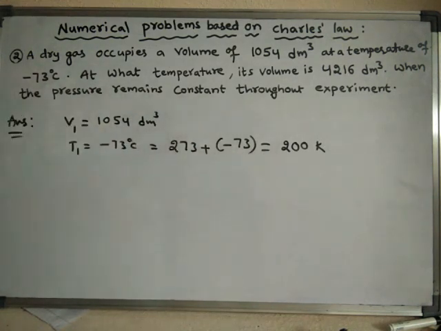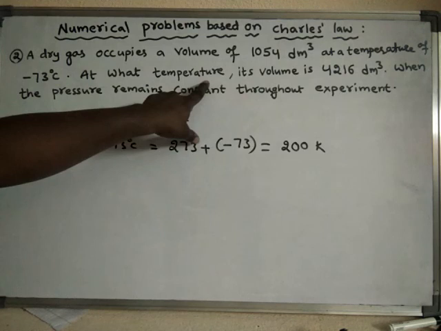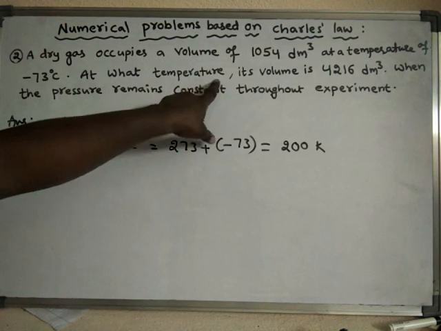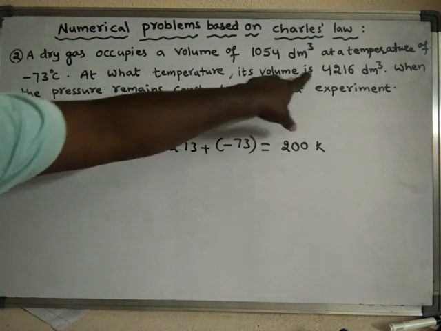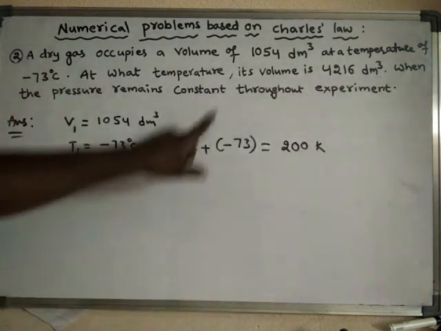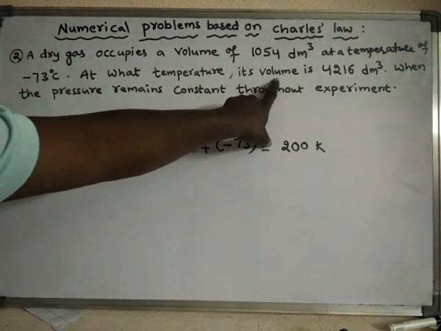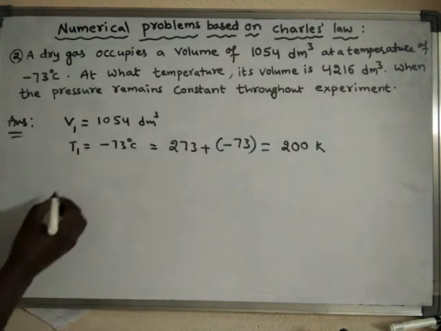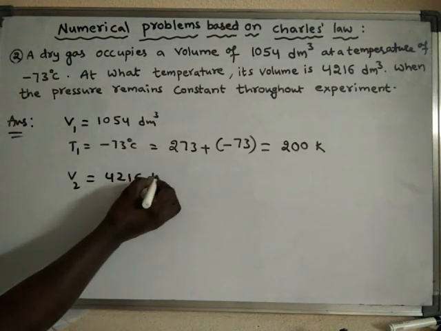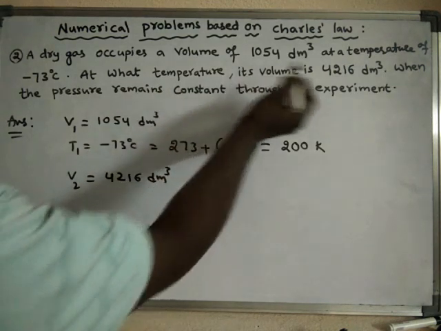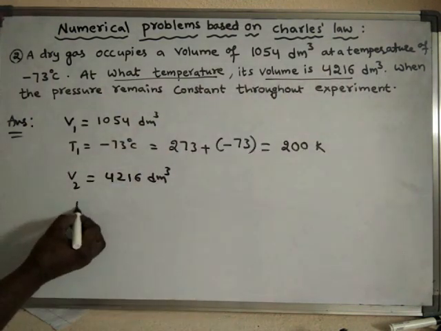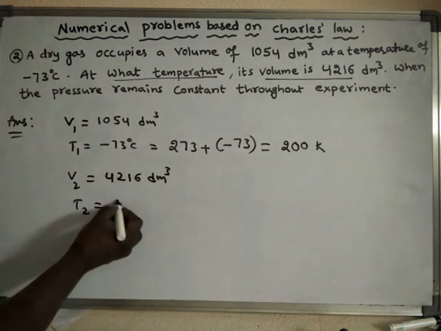Now here we have to find at what temperature its volume is 4216 liters, 4216 decimeter cube. That means the final volume is 4216 decimeter cube. And at what temperature the volume is this much, that means we have to find the final temperature. So what is the value of the final temperature?